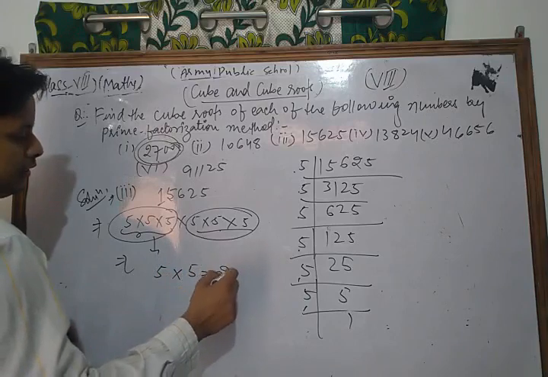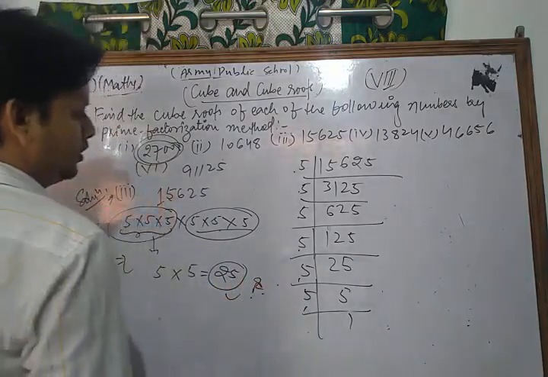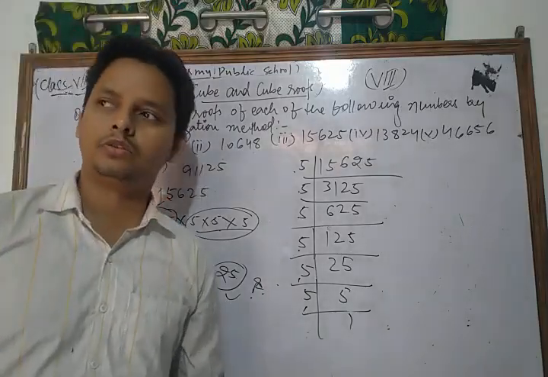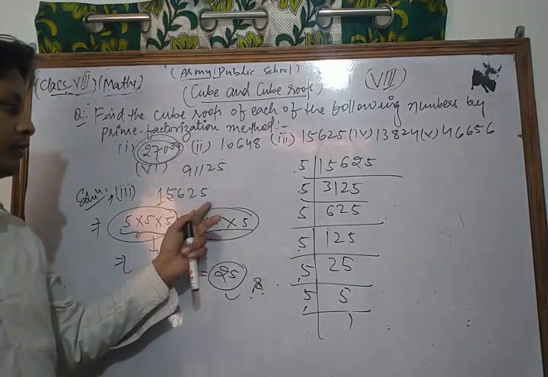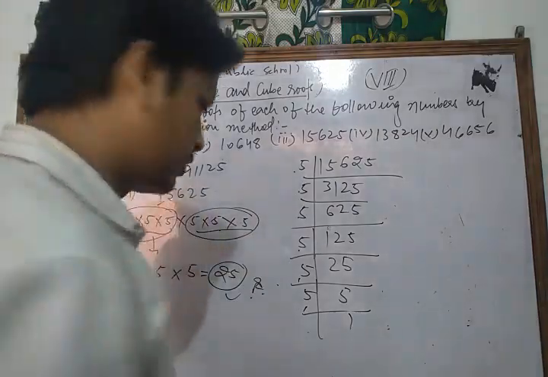So from each triplet we take one 5. 5 5s are 25. This is the required solution of the given question. So in this way the cube root of 15625 is 25. Similarly we take and solve the next part of this question, dear students.